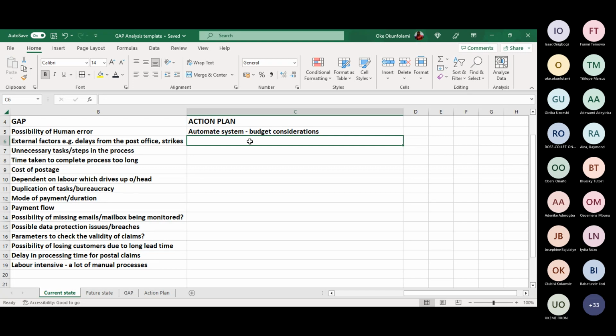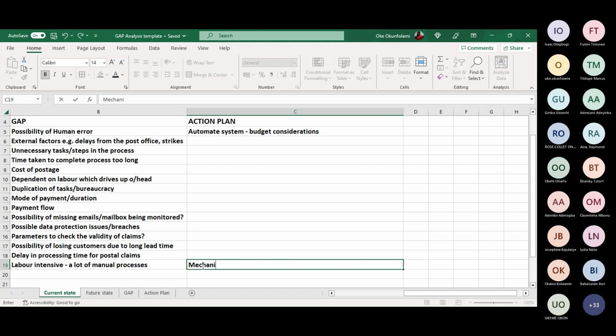So I was going to say, probably the labor intensive one, a lot of manual processes. So instead of having to make the claim go through all kinds of processes, could it be detected at the early stage of the claim being received, whether it's to be approved or rejected, instead of being rejected at a much later time? Okay, so that's having a mechanism to detect the validity of the claim earlier on. I don't know if I'm making any sense.